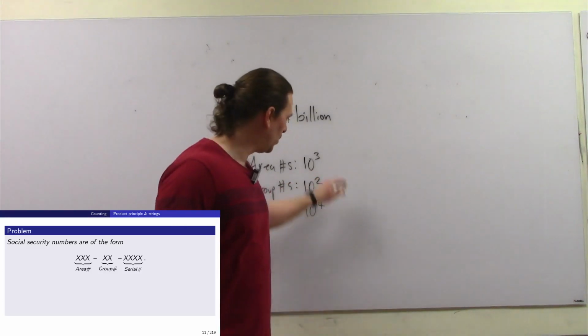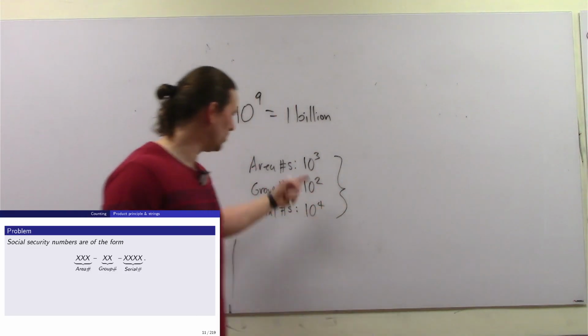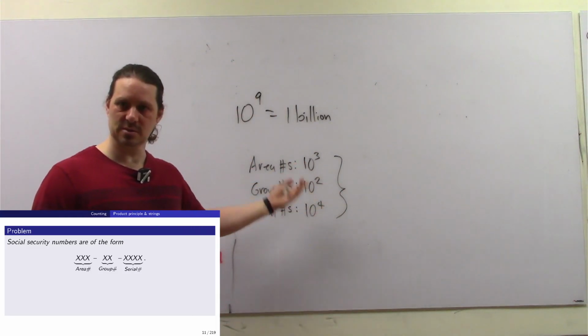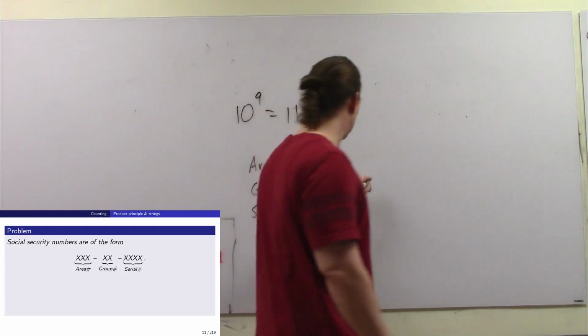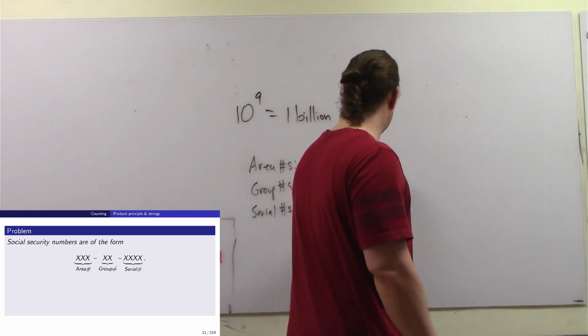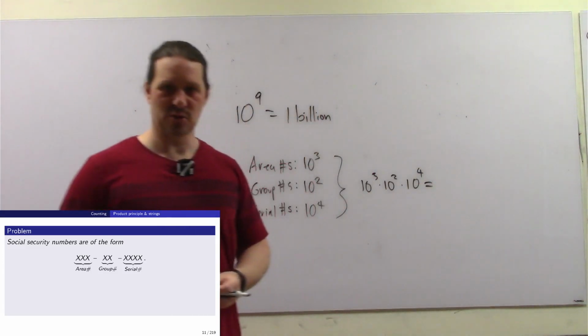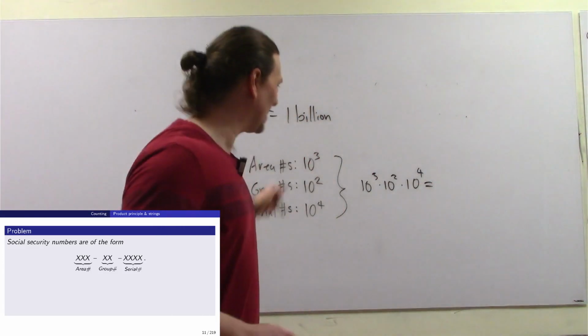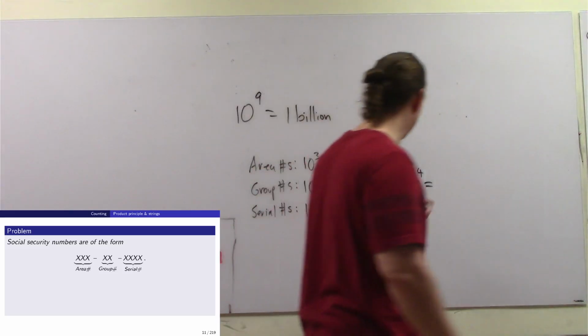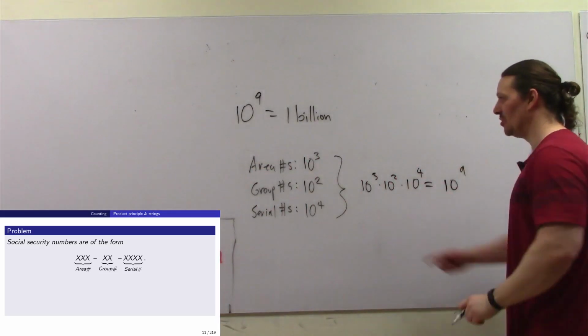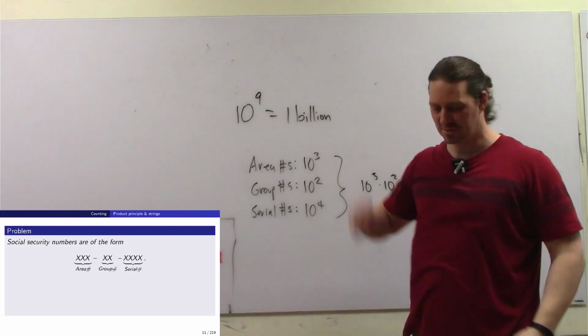Okay? And then putting all these together with the product principle, you just multiply this times this times this. So I've broken into different subproblems. 10 cubed times 10 squared times 10 to the 4th. And if you remember your exponent rules, and I know that you do, exponents add when the bases are the same. You get 10 to the 9th here, which you should. That was our solution here. Just another way to solve the problem.